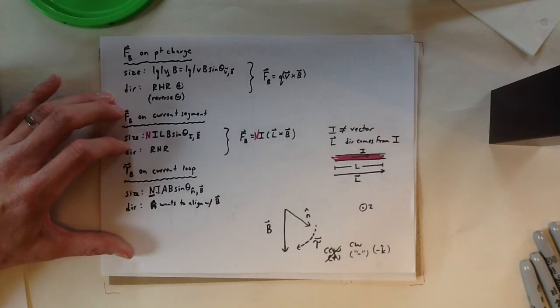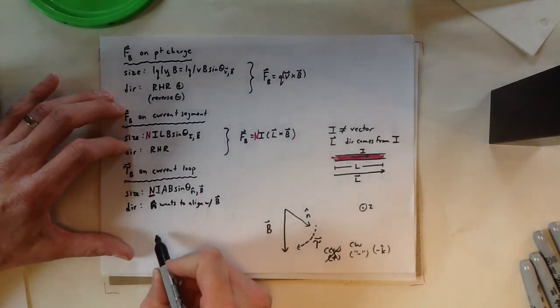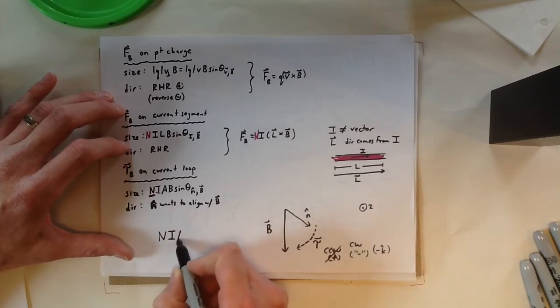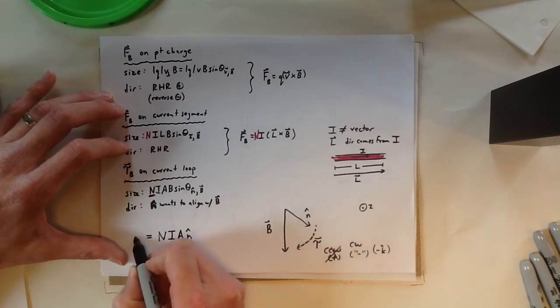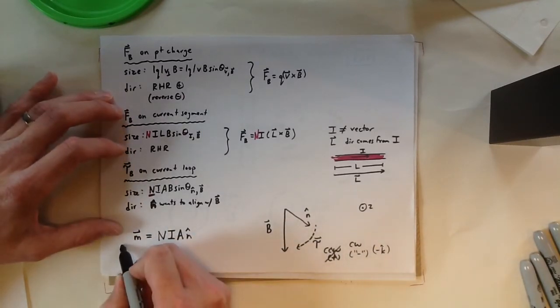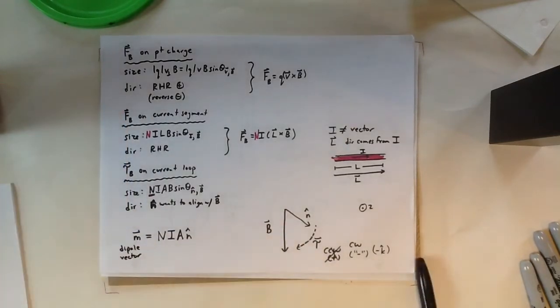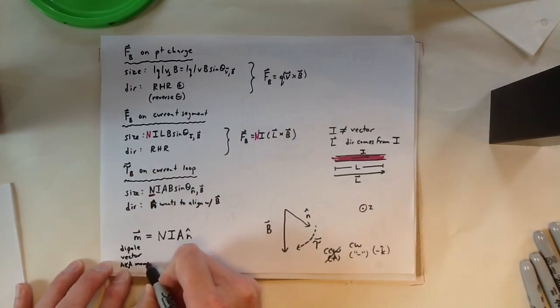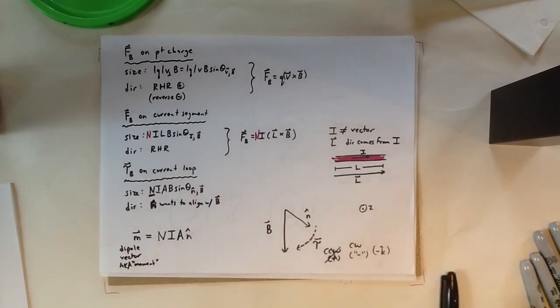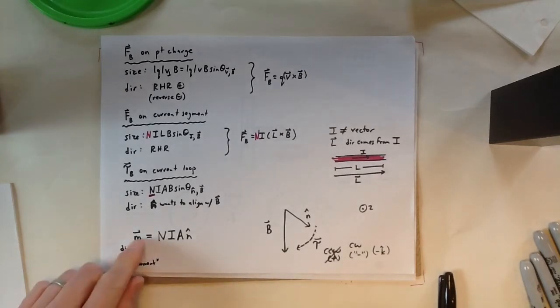And then the final thing I did want to tell you about this formula before I move forward to some other stuff is that the quantities n, I, a, and the normal vector are all actually consolidated into a single quantity called the dipole vector, or also known as the dipole moment. I don't use dipole moment too much, but you may notice that notation from your chemistry classes, but I use dipole vector. And of course, in this case, it's the magnetic dipole.